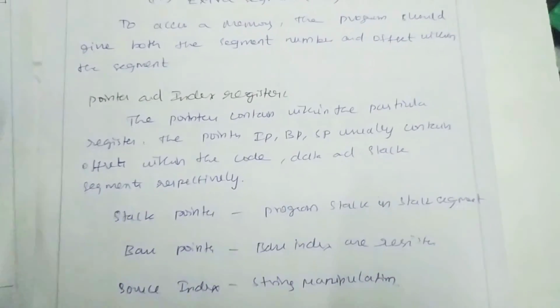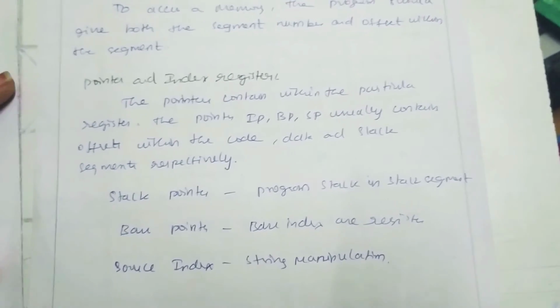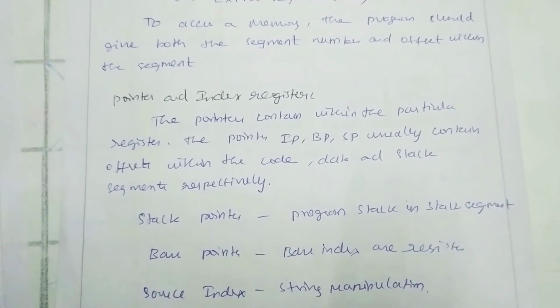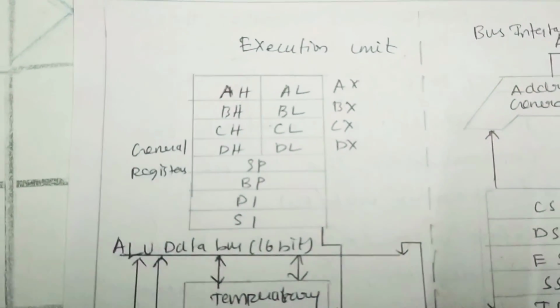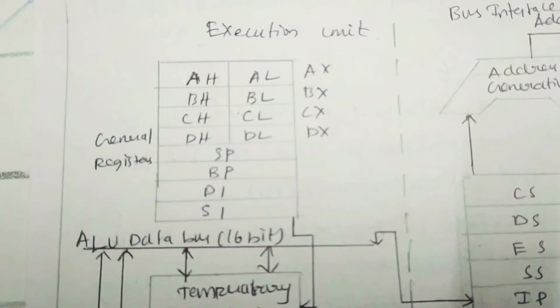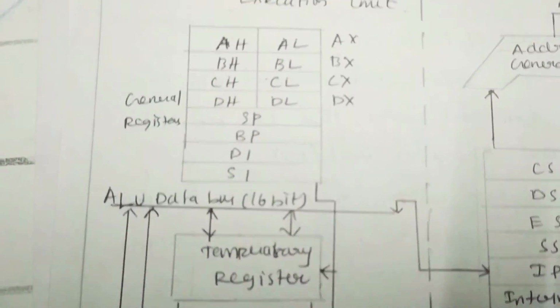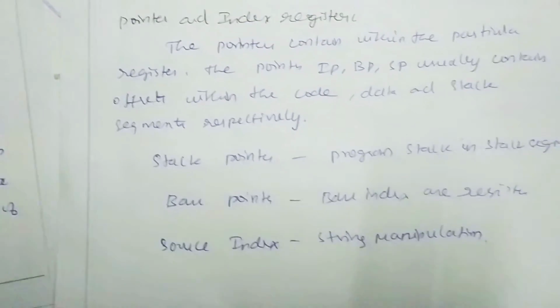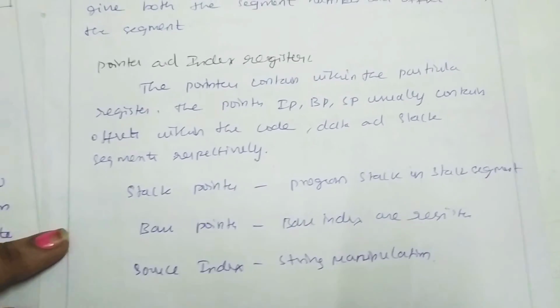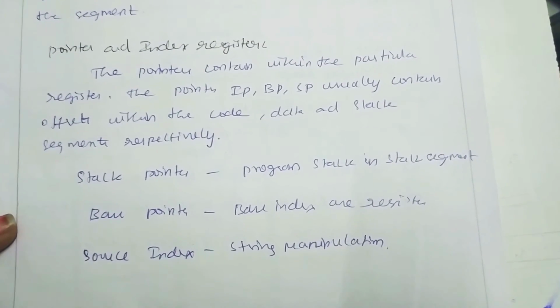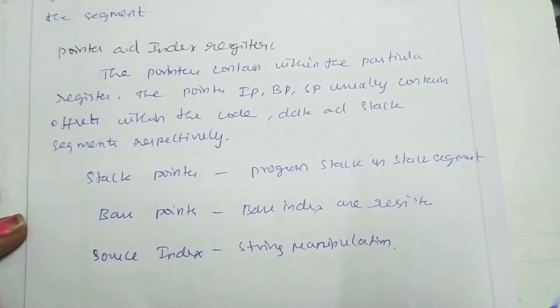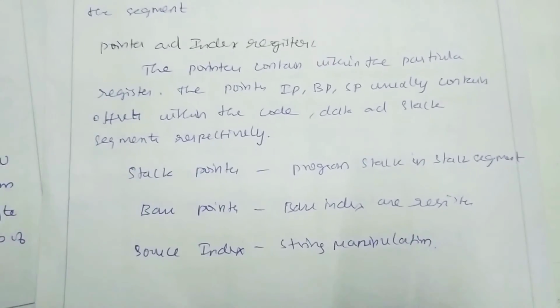Another is the pointer and index registers. These are SP, BP, DI and SI. These are the pointer and index registers, and they are also used here. The stack pointer is used to point to the program stack in the stack segment. The base pointer is the base index register. The source index is used for string manipulation.